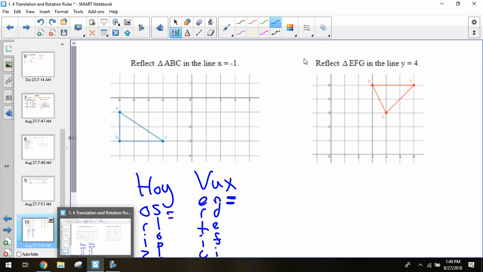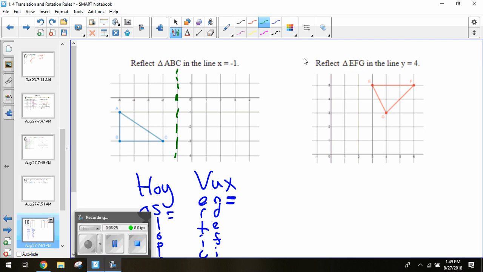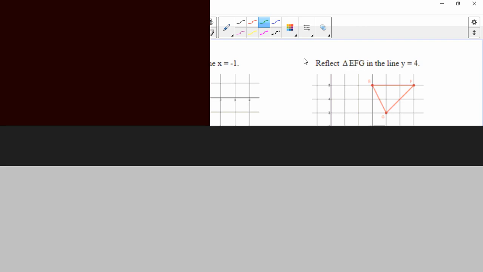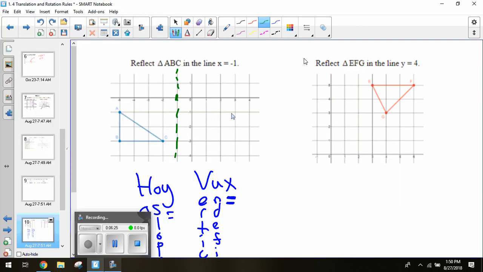So if we go back up here, we see x equals -1 is our situation. I need to find the -1 on my x-axis, so that will be right here. I know it's a vertical line because it's x equals. So I can go up and down, and that is my line of reflection. So all I need to do now, just like before, is count how many points away I am from that line of reflection. So A is 4 spaces away, so I go 4 spaces in the opposite direction. C is 1 space away, 1 space away. B is 4 spaces away, 4 spaces away. And that is my easy triangle to reflect.